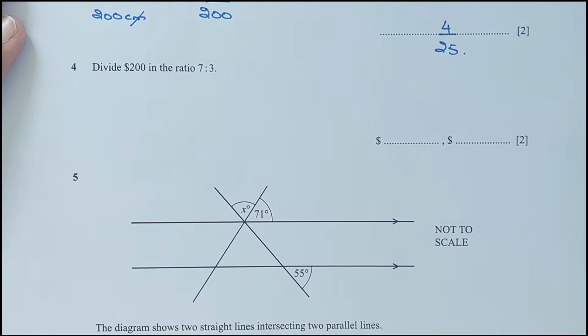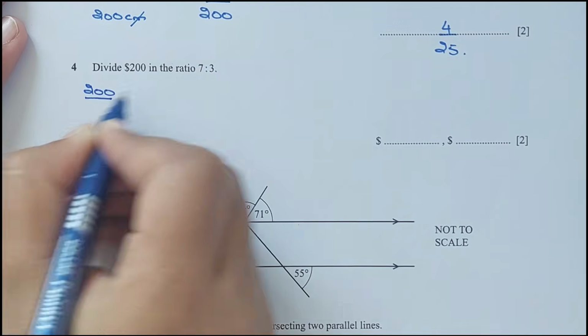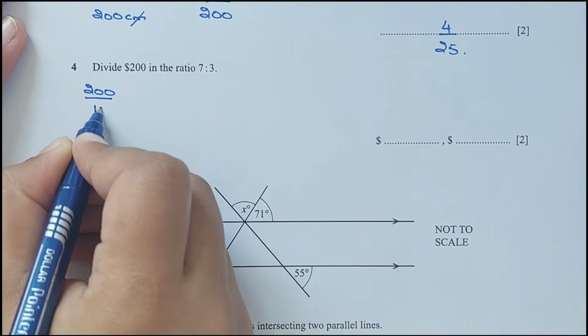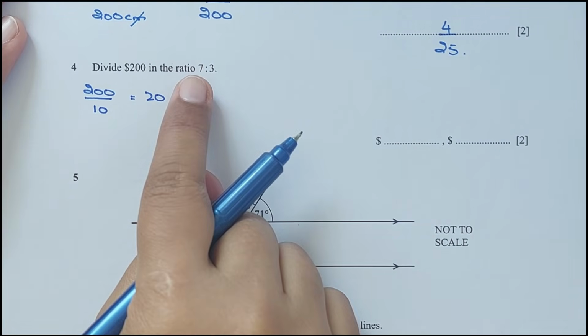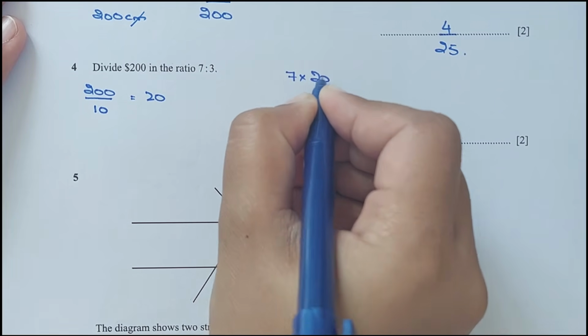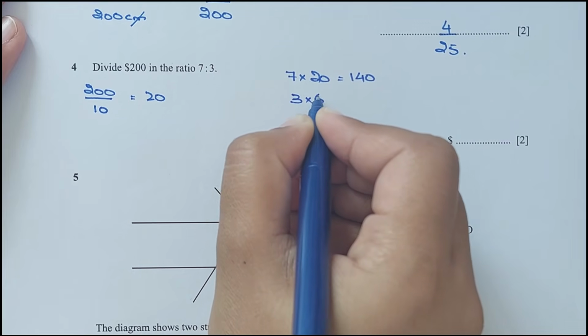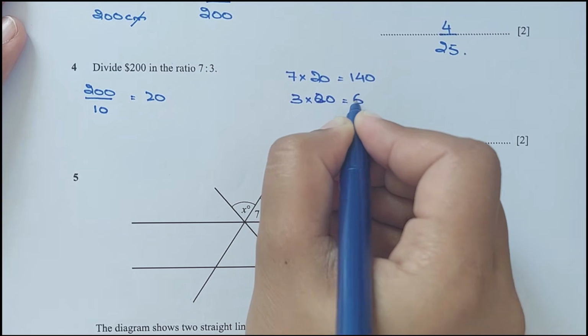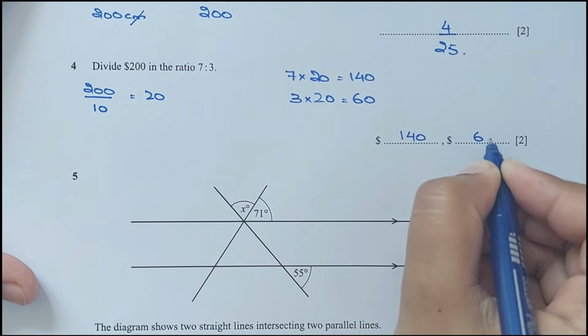All right. Question number 4, divide $200 in the ratio 7:3. The total is 200, and we divide by the total ratio, 7 plus 3, which is 10. 200 divided by 10 is 20. Now we have to find 7 times 20 and 3 times 20. 7 times 20 is 140, and 3 times 20 is 60. So this is $140 and $60.